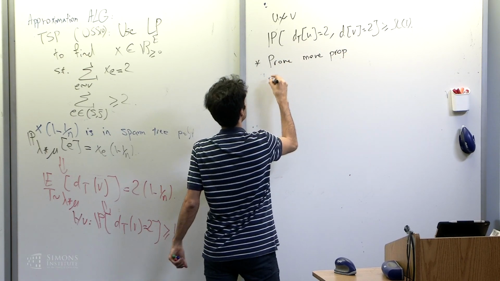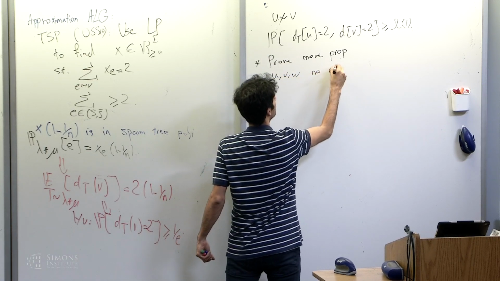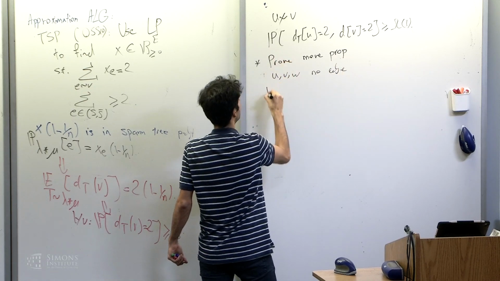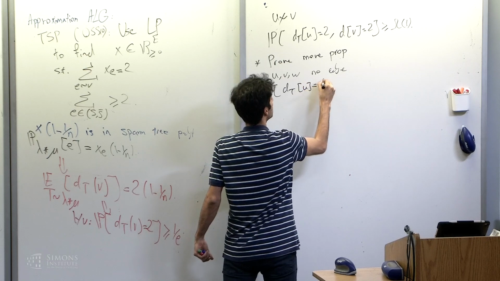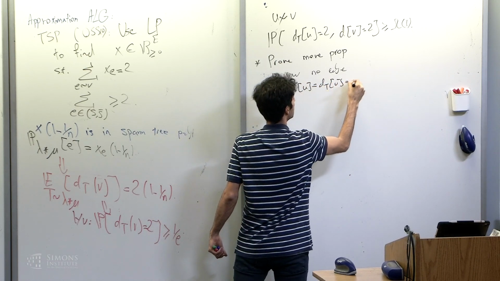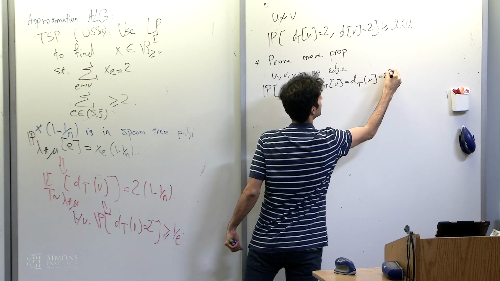Explicitly, I think one explicit one is that if you have U, V, and W with no edge, prove that the probability that they all have degree 2 is a constant.